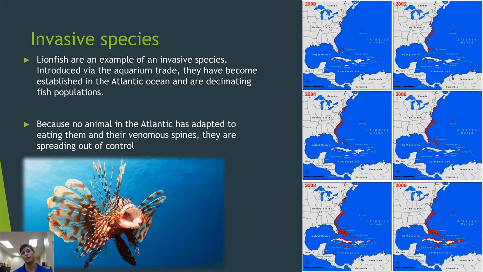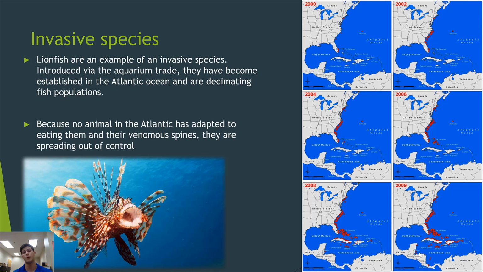And because this organism was introduced into an environment which was similar to the environment that it evolved in, it was able to thrive in the Gulf of Mexico. However, there is no predator in the Gulf of Mexico that yet knows how to eat lionfish, and so this organism is growing at uncontrolled numbers.